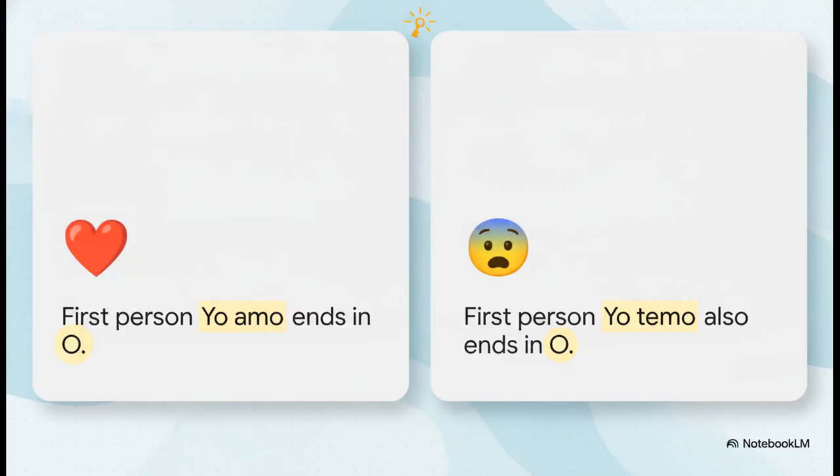Now, here's a totally fascinating quirk. Regardless of whether it's an AR or an ER verb, the first person singular yo form completely ignores the vowel shift. Yo amo, yo temo. It always ends in an O. That is your absolute golden rule for talking about yourself in the present indicative.